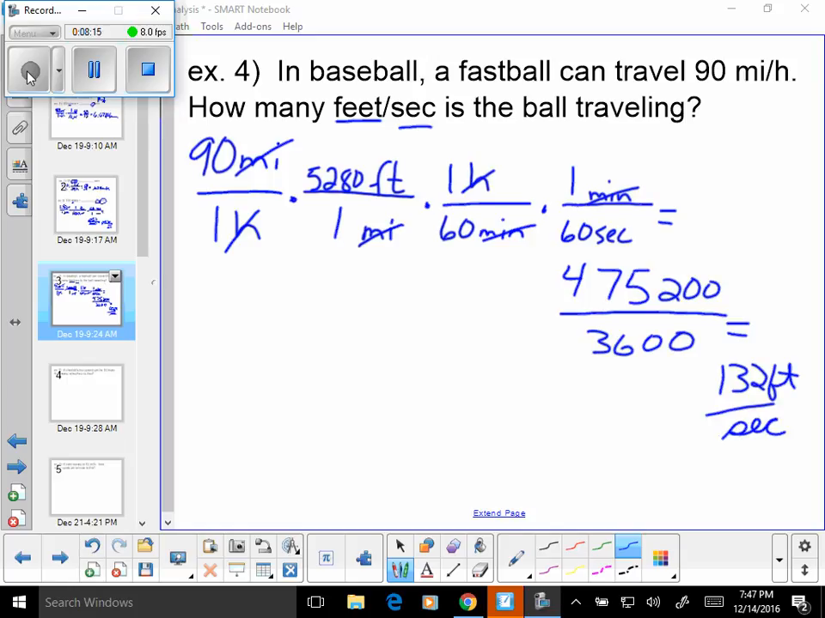Now, if you'll notice, you can do this all in one step on your calculator. You can take 90 times 5,280, divide by 60, divide by 60, and you'll get the same 132 feet, and you can actually skip this 475,200 over 3,600. I'd also like to point out that we now have figured out that 1 hour equals 3,600 seconds, and that can be a big help when we get to later problems. At this point, I am going to go to one more problem, and then I'm going to stop the lesson and finish the rest of it in part 2.